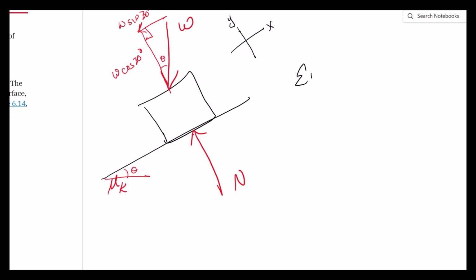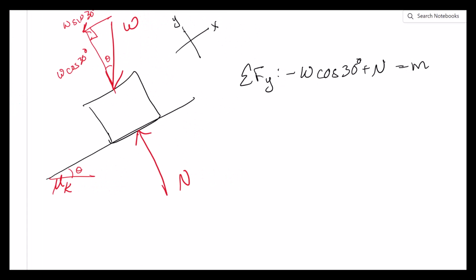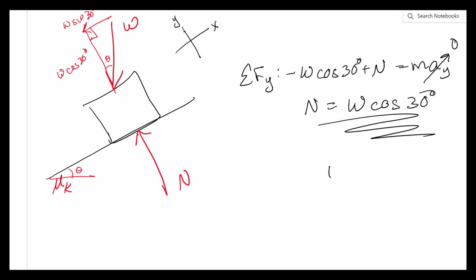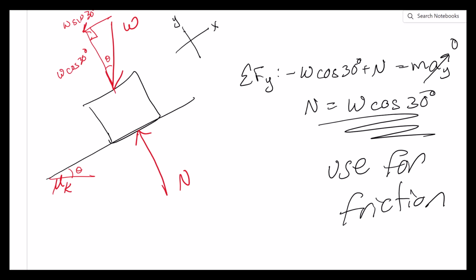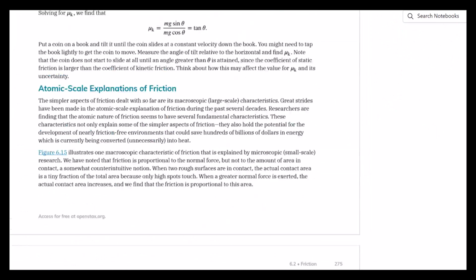So now the sum of the forces in the y are negative W cosine 30 plus n, and he's not flying off the surface. So in this case, n is just W cosine 30. So that's the one you're going to use for friction. You don't always automatically use weight for friction. You use whatever portion of the weight is being not allowed through the surface by that normal force.